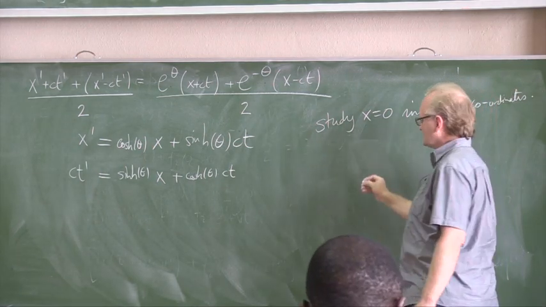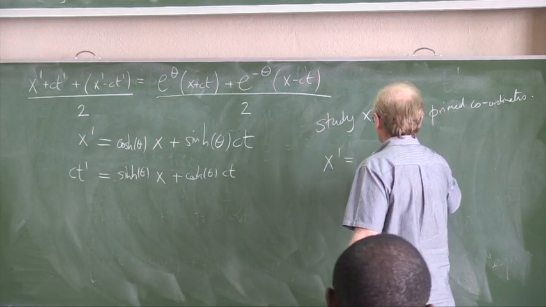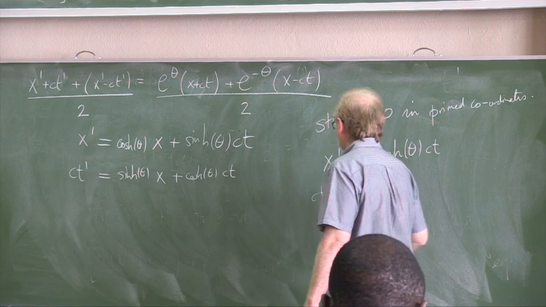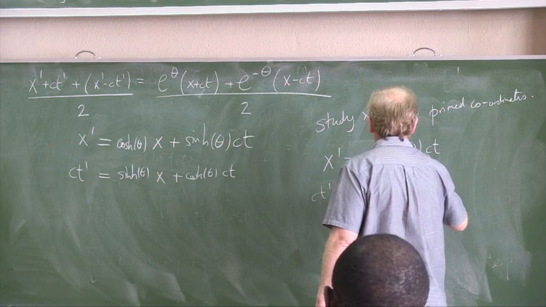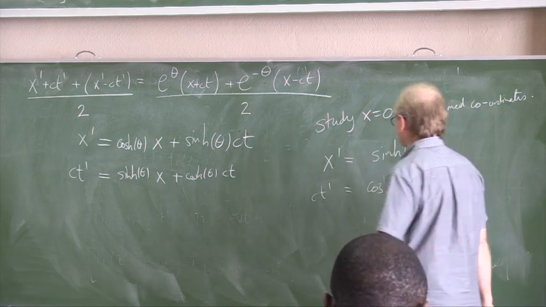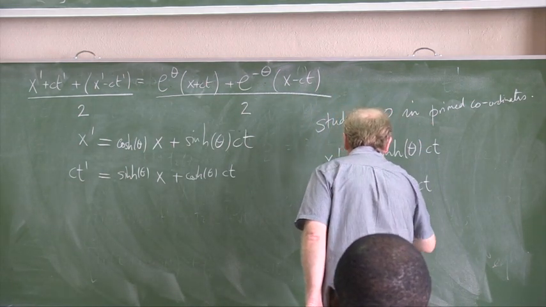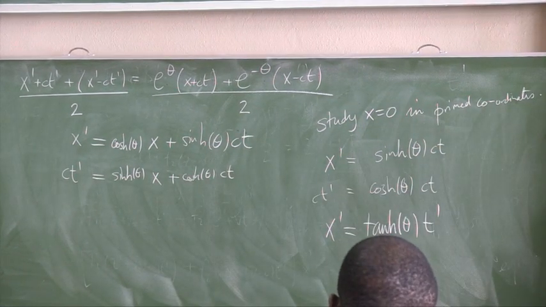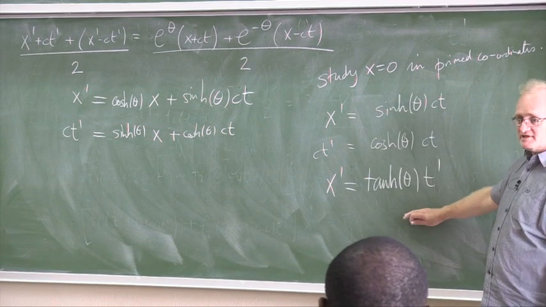If x is naught, what is x prime equal to? Sinh theta times ct. What is ct prime equal to? Cosh theta times ct. So actually, if we take a look at these two, is everybody happy that I can write x prime is equal to tanh theta times ct prime? Is everyone happy with that?